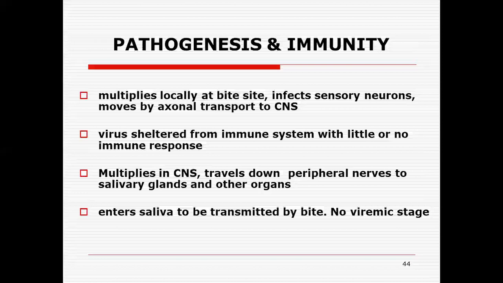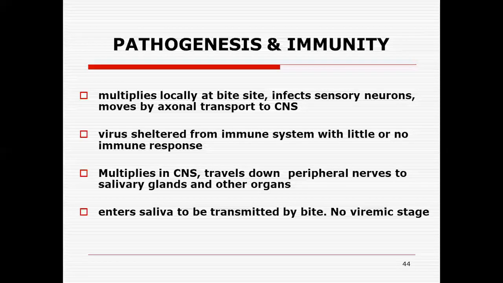Then it multiplies in the central nervous system, travels down the peripheral nervous system to the salivary glands and other organs also. It enters the saliva to be transmitted by the bite, and there is no viremic stage because the virus does not enter the blood. There is no viremia. There are no antibodies. There is no cell-mediated immune response. The virus protects itself in the immune system sheath. So keep in mind all these things.